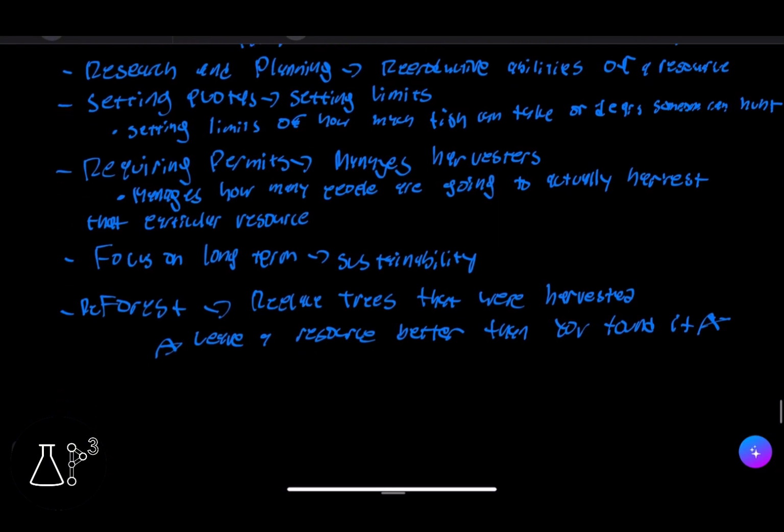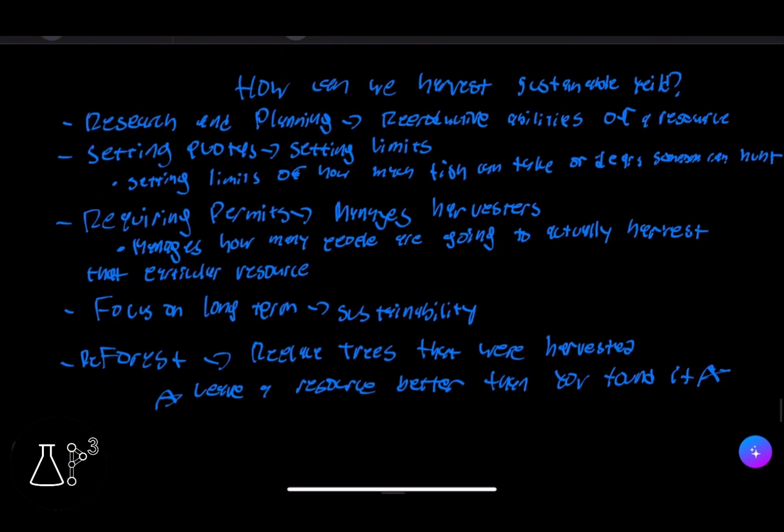So how can we harvest sustainable yield? Well, we can research and plan around the reproductive abilities of a resource. We can set quotas, basically setting limits on how much fish we can take or how many deer someone can hunt. We can also require permits, basically managing harvesters, which controls how many people are going to harvest that particular resource. We can also focus on the long term, because remember, sustainability is a long-term effect. And we can also reforest, which is replacing trees that were harvested. Now remember, the most important part is you want to leave a resource better than you found it.